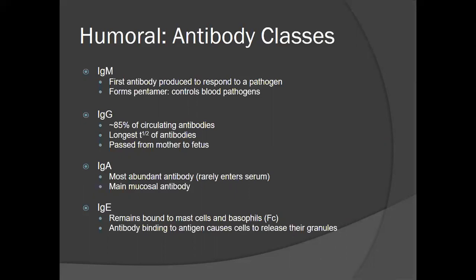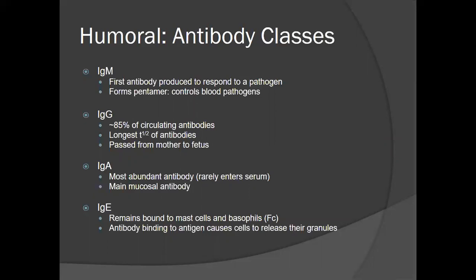What's really cool about IgM is it can form something called a pentamer. And I'll show you a picture of this a little bit later. It basically looks like a little ninja star. And the way these antibodies bind together gives it 10 attachment points. So it's really good at interacting with pathogens.